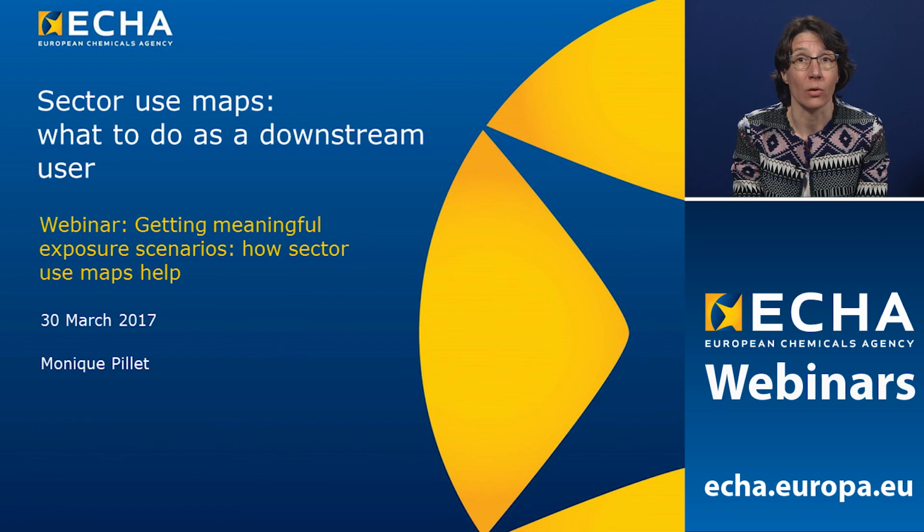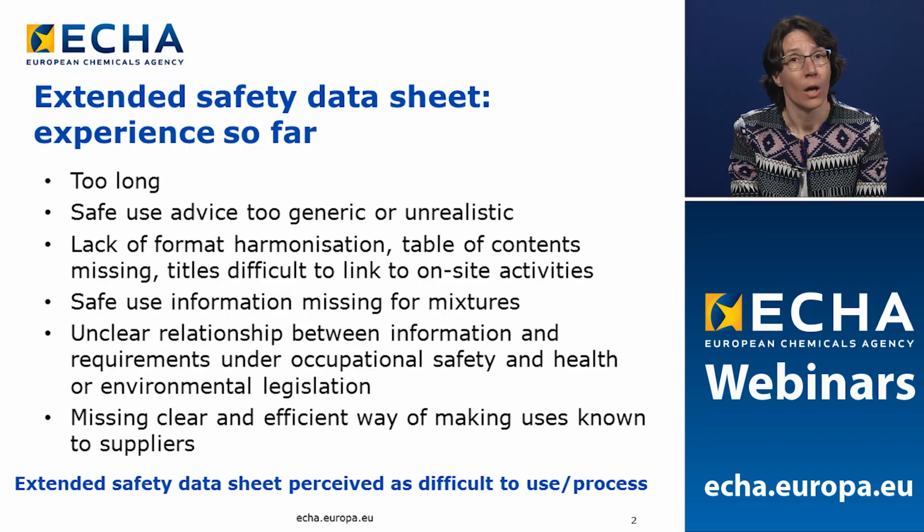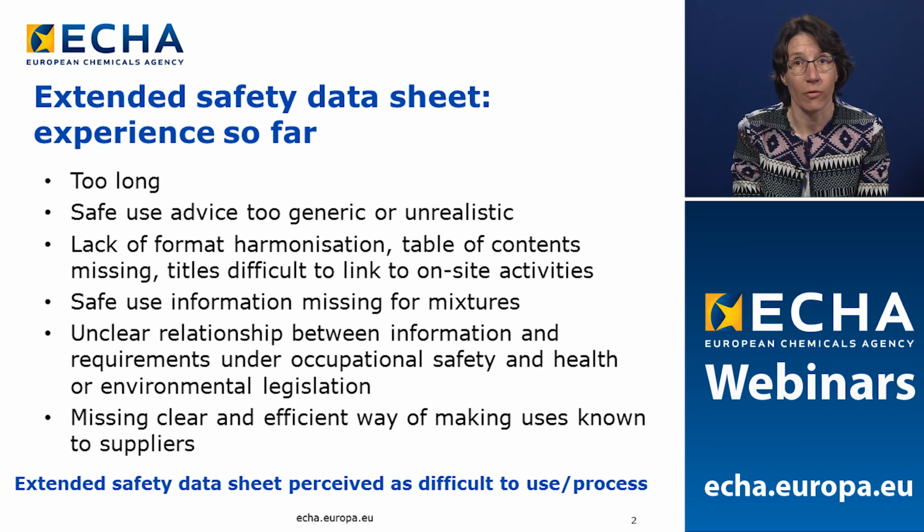In the next 10 minutes or so, I will explain what downstream user companies can do to contribute to the effort undertaken in building sector use maps and give some general advice to downstream user associations who want to start developing their use map. Along the way, I will also underline some of the benefits to be gained in the exercise. But I would like to start by taking a few minutes reflecting on the feedback we have heard from downstream users about extended safety data sheets. And so far, this has not been very positive.